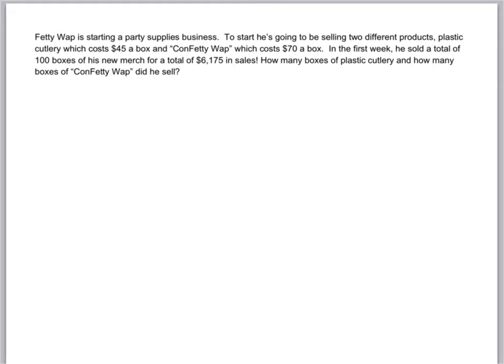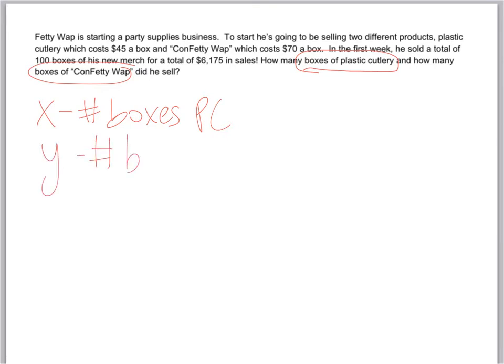Well, when you're looking at these types of problems, one thing you may notice in this last question is it's asking how many boxes of plastic cutlery and how many boxes of confetti wap did he sell. That's our question, therefore that's our unknown. Our unknowns are our variables. So let's make X our number of boxes sold of the plastic cutlery, and Y our number of boxes sold of the confetti wap.